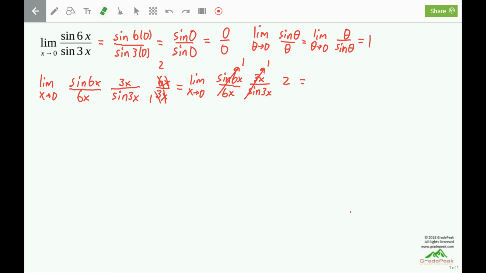And therefore, our limit result is going to be 1 times 2, which equals 2.